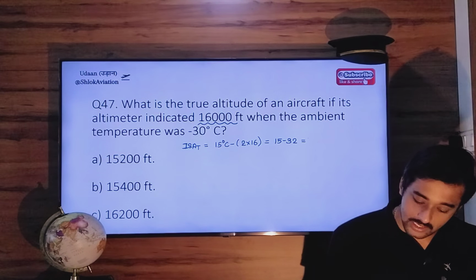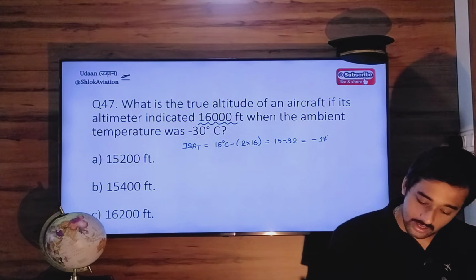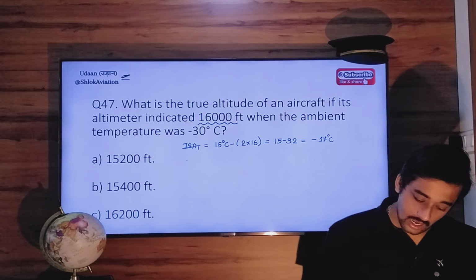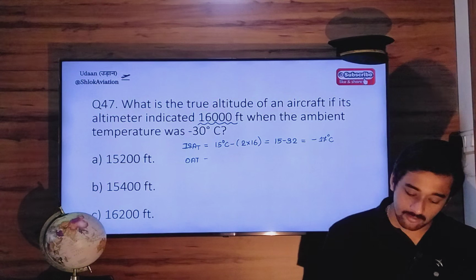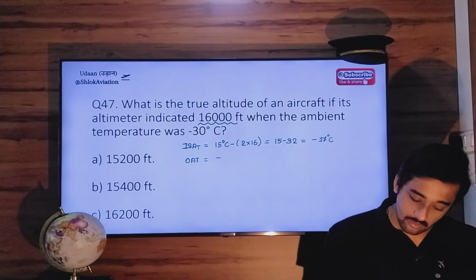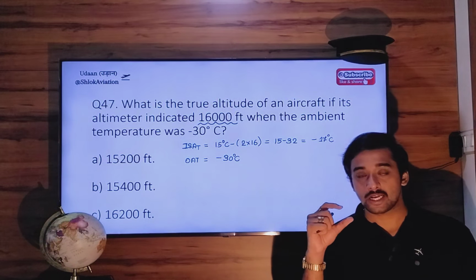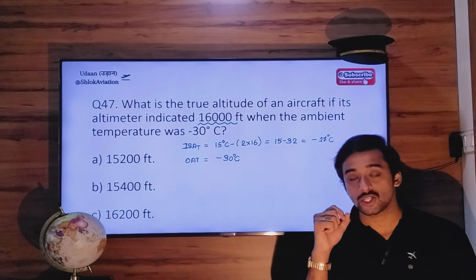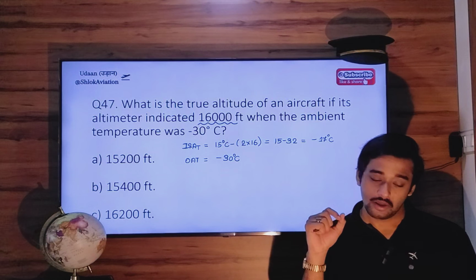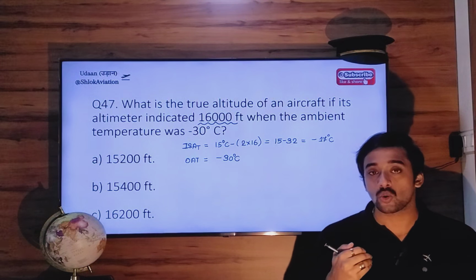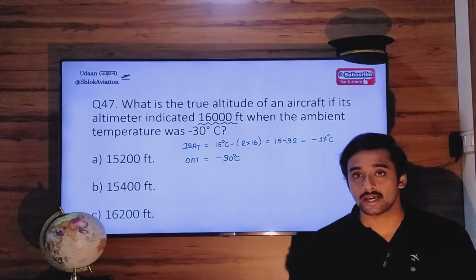It is minus 17 degree Celsius. Okay. And what is the outside air temperature or ambient temperature given to you? It is minus 30 degrees Celsius. So that means ISA temperature should be, according to ISA, minus 17. But actually the temperature is minus 30. That means it is colder than the expectations.